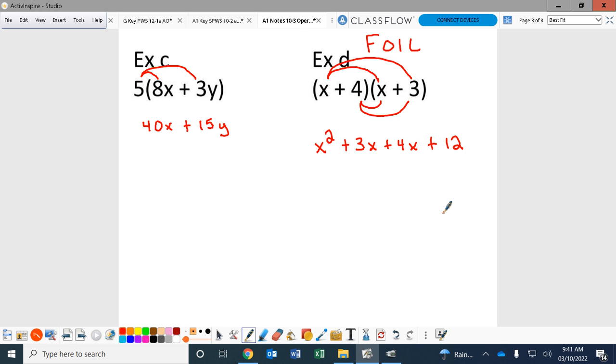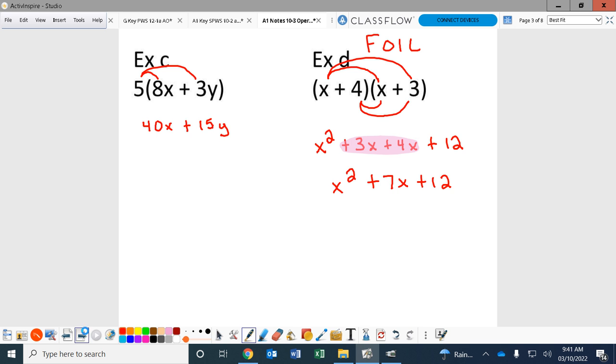Is that my final answer? Nope. Why? Combine like terms. Right in the middle, I've got to put these together. We do have like terms here. So it would be x squared plus 7x plus 12. Again, some old concepts because we're about to use them in the new stuff. So just reviewing those concepts. Anybody have any questions before we move on to the new stuff? Mr. Boucher.